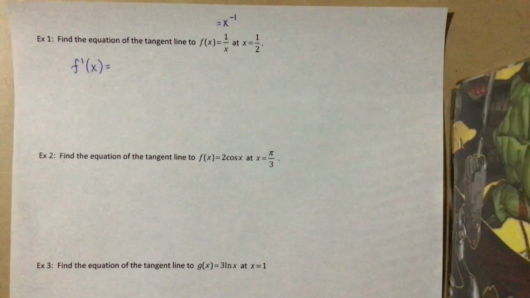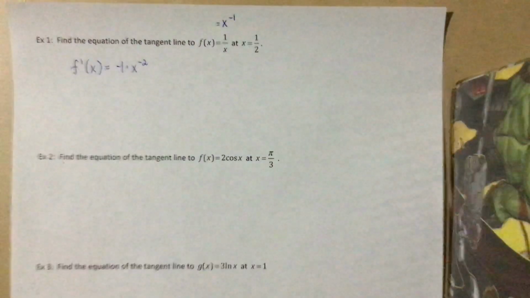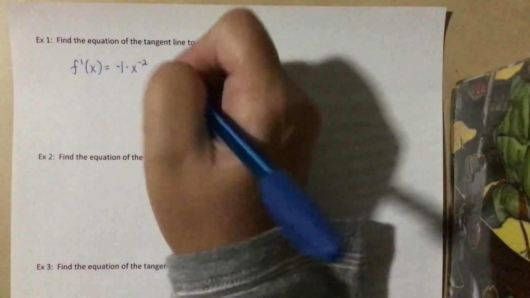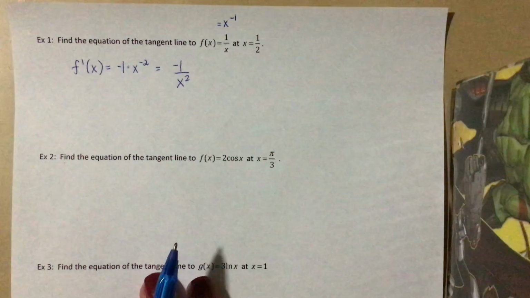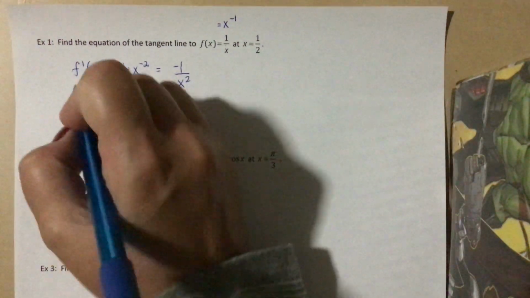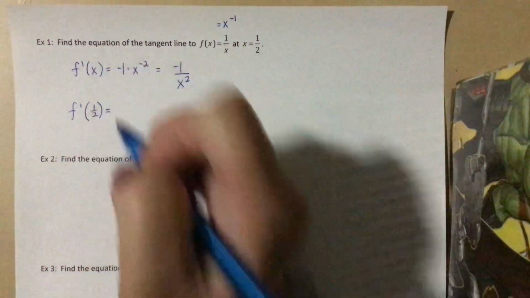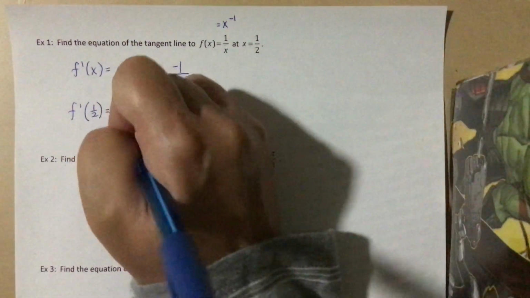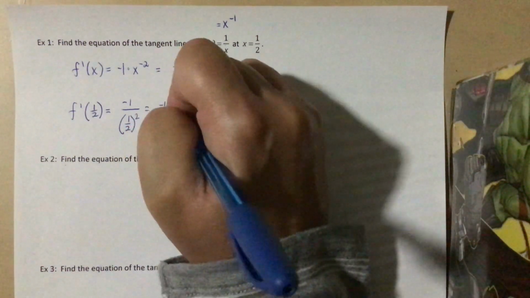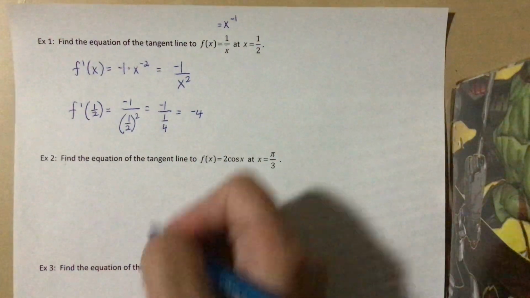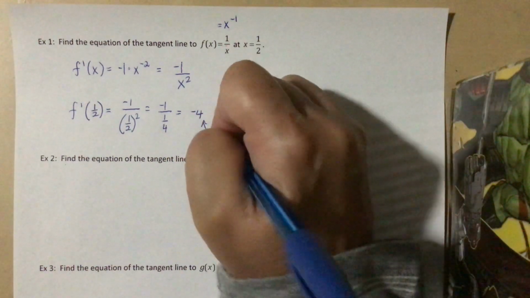negative 1, right? And then I bring that negative 1 down front, decrease that power by 1, and then I might rewrite it so that if I plug in this 1/2, I have a better way to calculate it. So we now can do f prime of 1/2 is how we show plugging that in. And this is negative 1 over 1/2 squared, which is negative 1 divided by 1/4, which is negative 4. So remember that this is my slope. I've just calculated the slope of my tangent line.